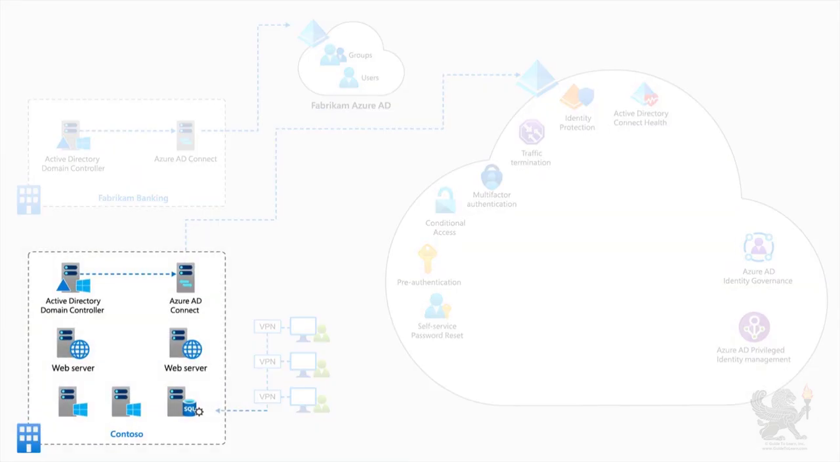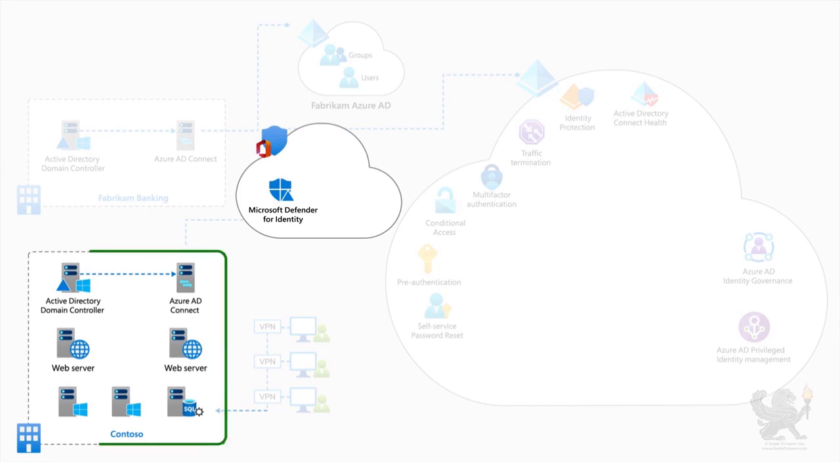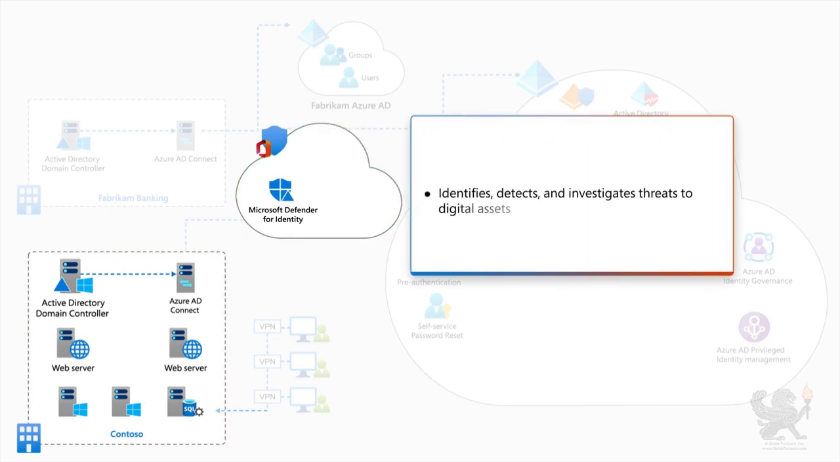The next step in implementing our solution involves deploying Microsoft Defender for Identity, which is part of Microsoft 365 Defender product suite, in order to enhance security of Contoso's on-premises AD/DS environment. By installing Defender for Identity sensors on the on-premises domain controllers, the customer will be able to identify, detect, and investigate advanced threats, compromised identities, and malicious insider actions targeting their digital assets.